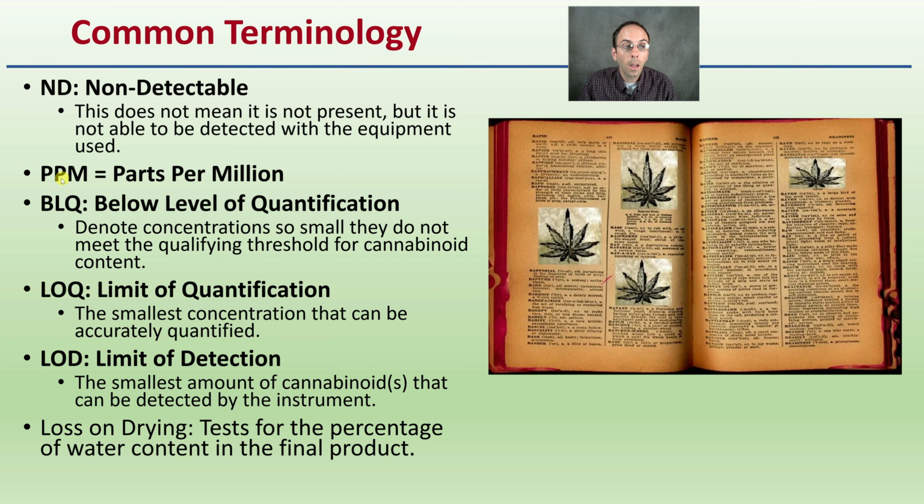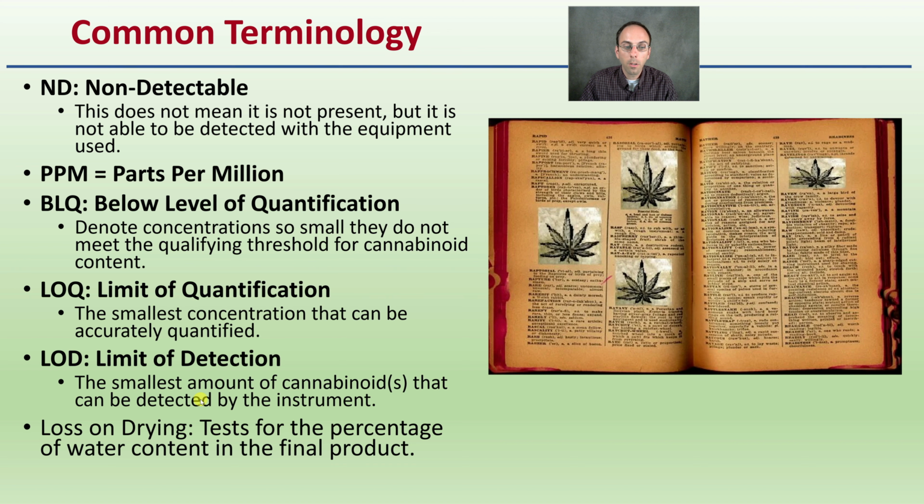A lot of times you'll see ppm, that simply stands for parts per million. BLQ is below level of quantification. It denotes concentrations so small that they do not meet the qualifying threshold for cannabinoid content. Then there's LOQ, which is the limit of quantification, and this is the smallest concentration that can be accurately quantified. LOD is the limit of detection, and this is the smallest amount of cannabinoid or cannabinoids that can be detected by the instrument.